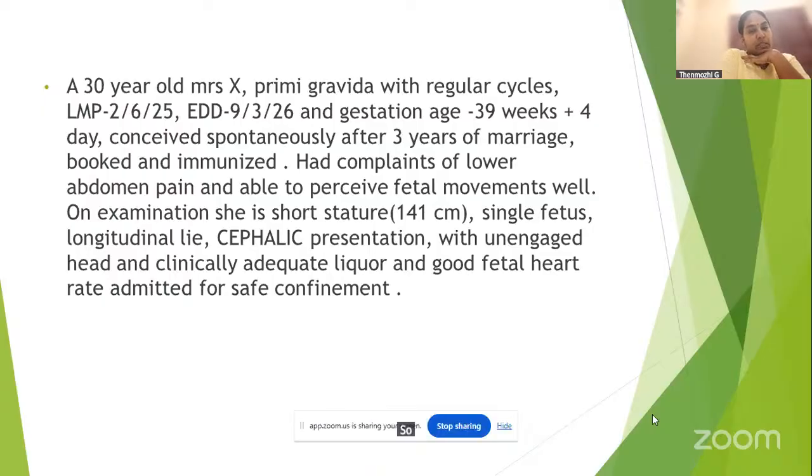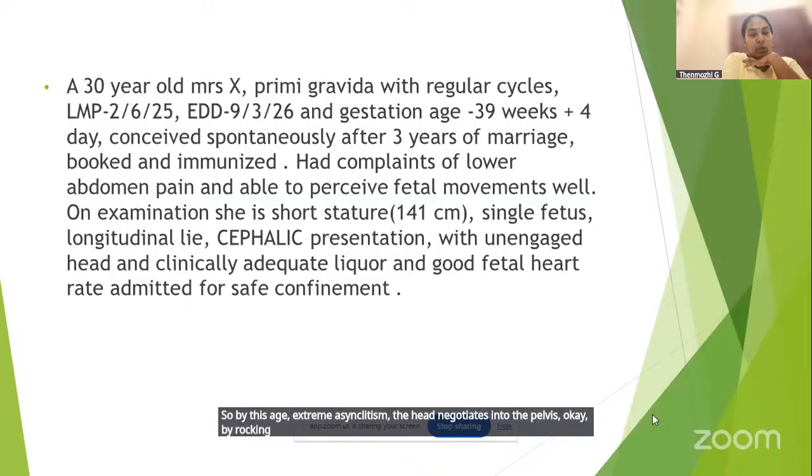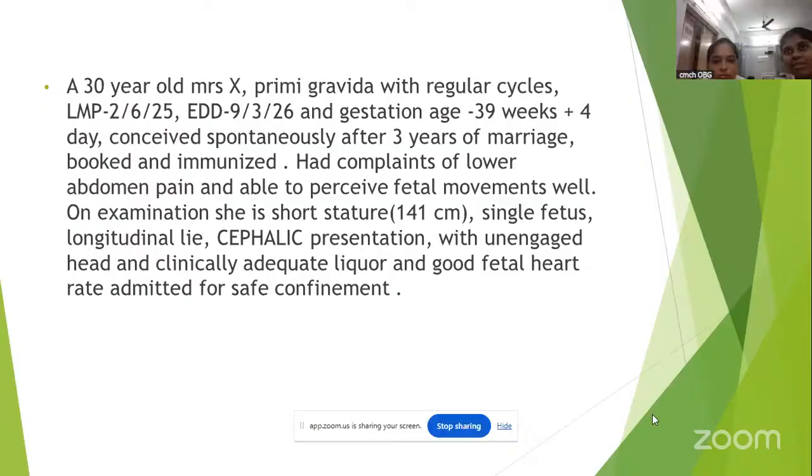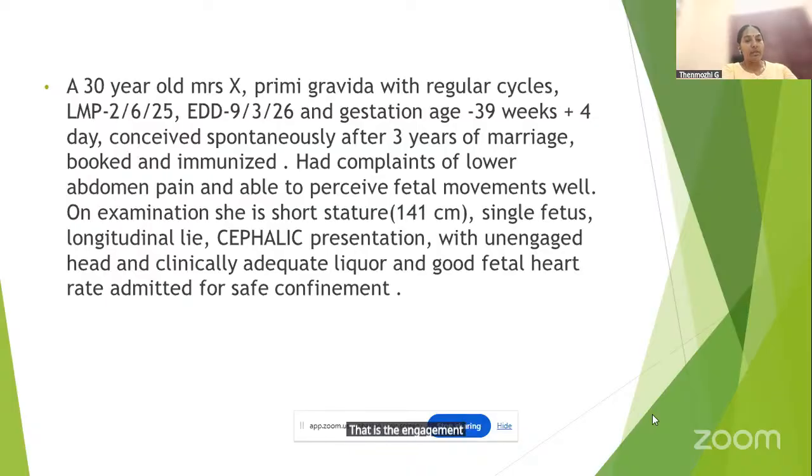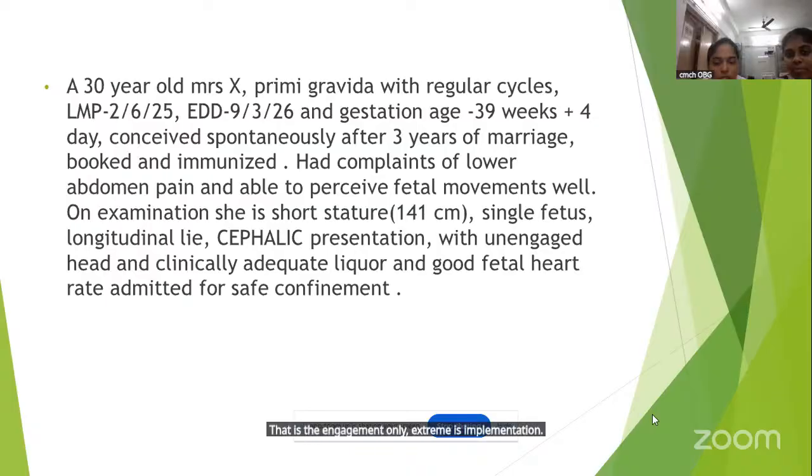Okay, so what is the mode of delivery in case of flat pelvis? By this extreme asynclitism, the head negotiates into the pelvis, by rocking movements. What is the mechanism of labor in flat pelvis? Extreme asynclitism, that is the engagement, ma'am.